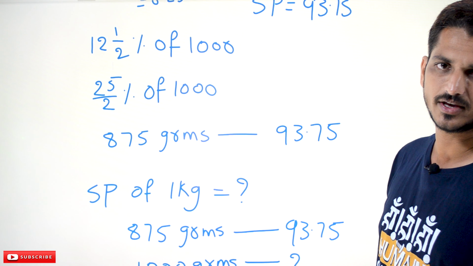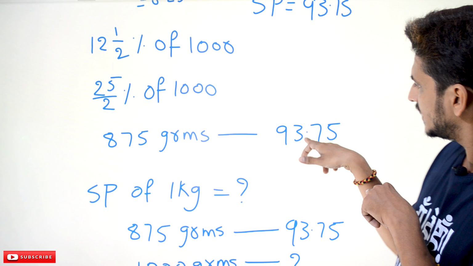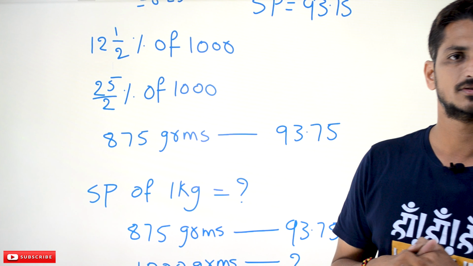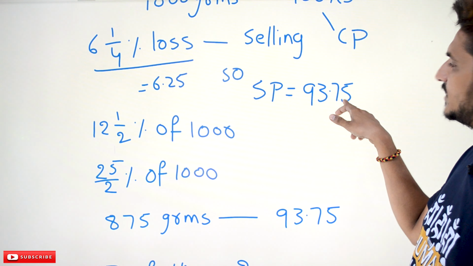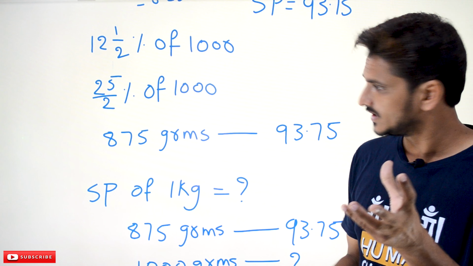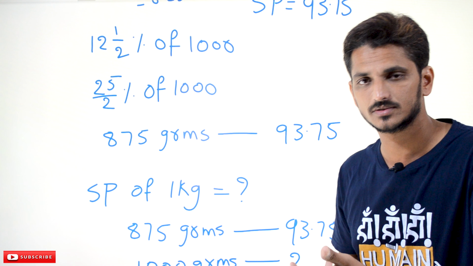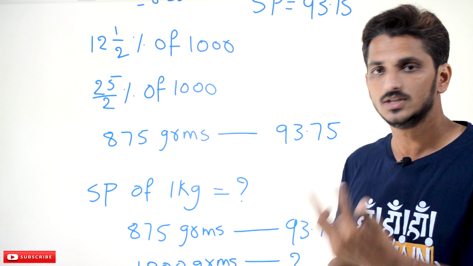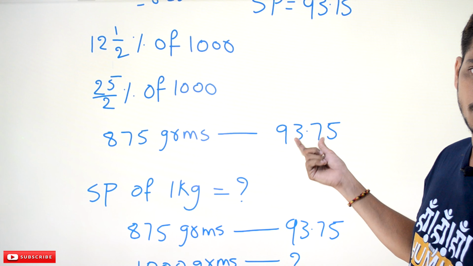So for 875 grams, he sold it for 93.75 rupees. The selling price is 93.75, but the actual weight is 875 grams, while he is showing it as 1000 grams. This is how he sold 875 grams for 93.75 rupees.